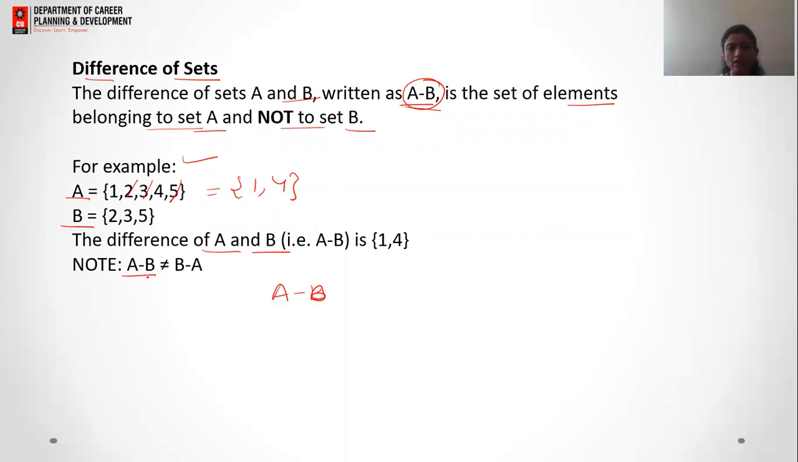Note that A minus B cannot be equal to B minus A. The difference of two sets, A minus B, cannot be equal to B minus A. Remember this.